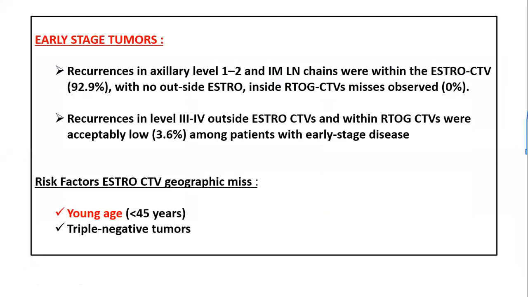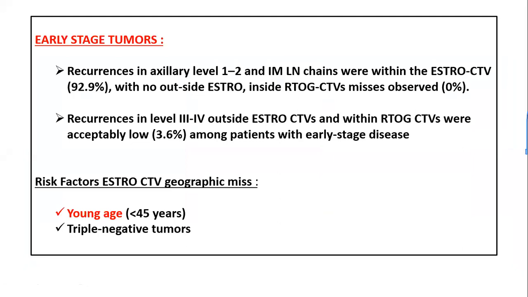As we have discussed earlier, ESTRO is able to include 93% of the axilla and the IMN lymph nodes. But in the supraclavicular region, it failed to include 3.6%, roughly about 4%, which is acceptably low, at least for early stage disease.